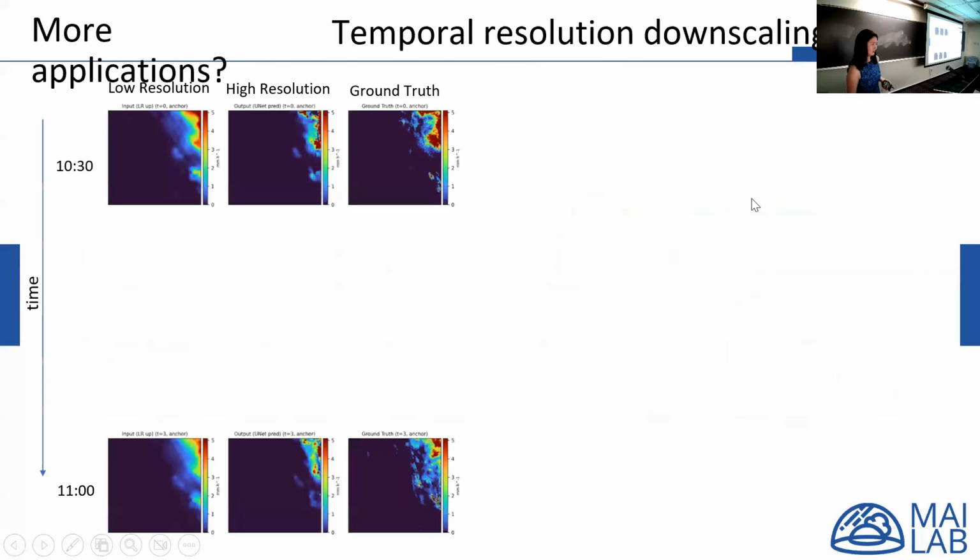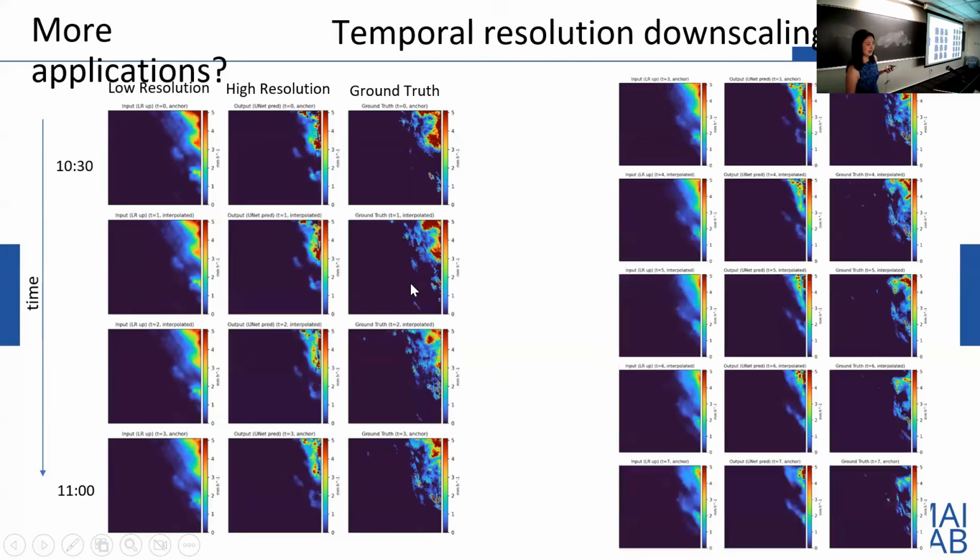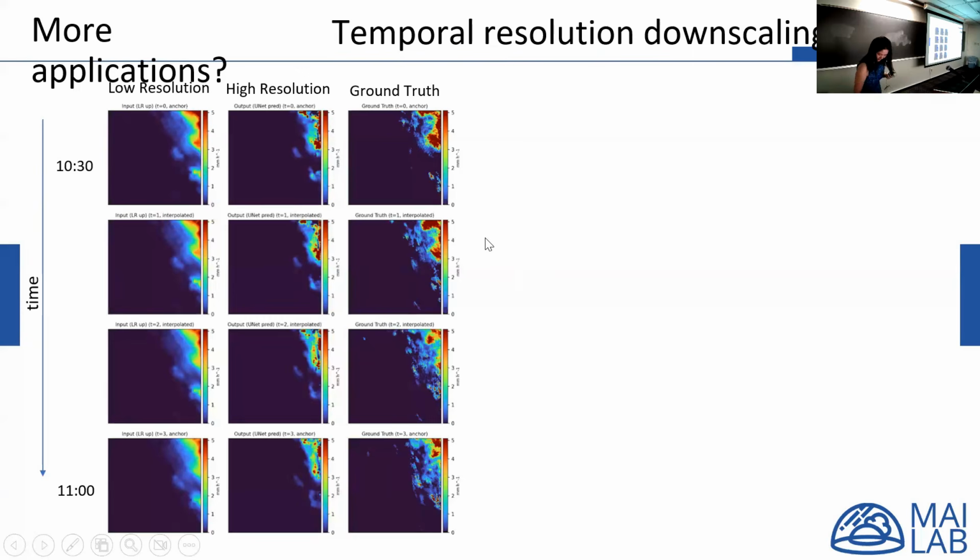So I want to invite you to collaboration. I'm putting some more applications here. The diffusion model we published works spatially, but we can also apply it temporally, to give high resolution not only in space but also in time. We can take a low temporal resolution, like 10:30, 10:40, 10:50, and from this coarse resolution go to the high resolution.